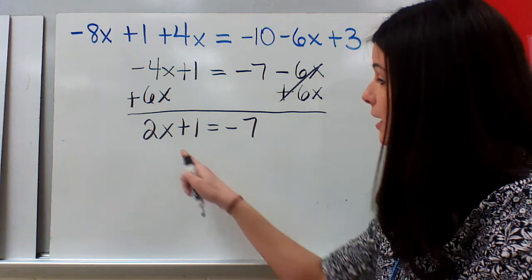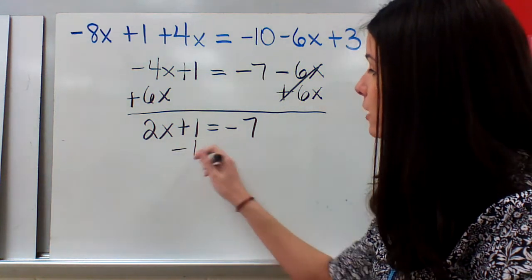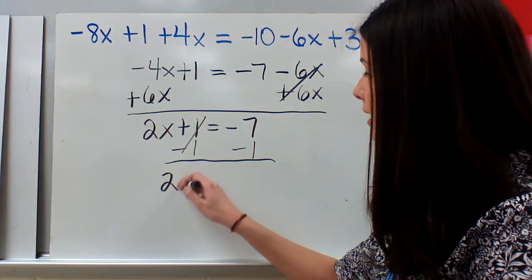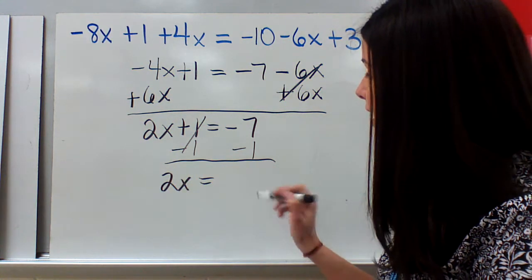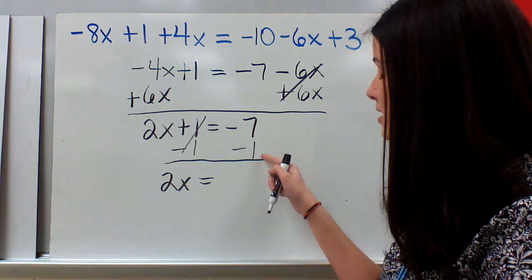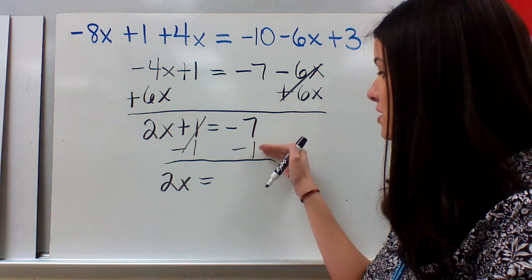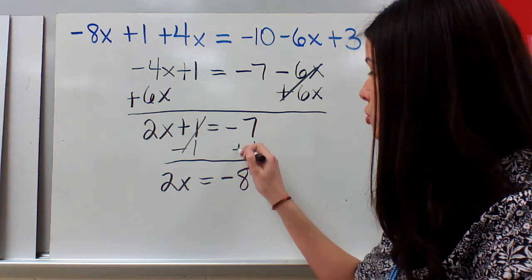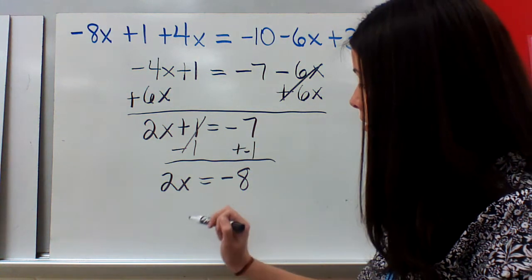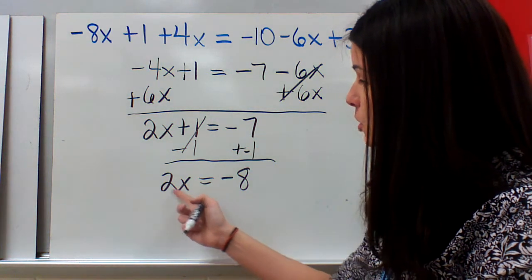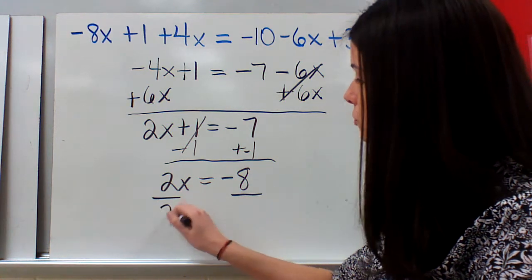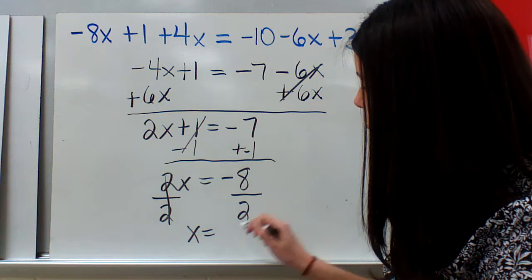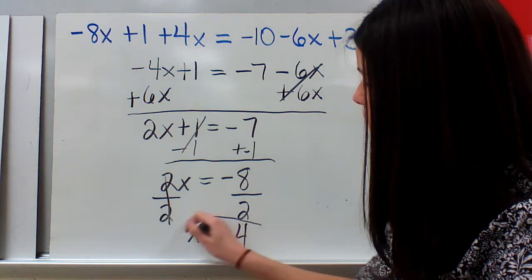Then you add or subtract, and since this is adding, I will subtract 1 from both sides, and I have 2x left on the left and negative 7 minus 1. If you have negative 7 and take away 1, you have negative 8. We can do the keep, change, opposite. And then the last thing, since this is multiplying, I will divide by 2. And x equals negative 8 divided by 2 is negative 4.